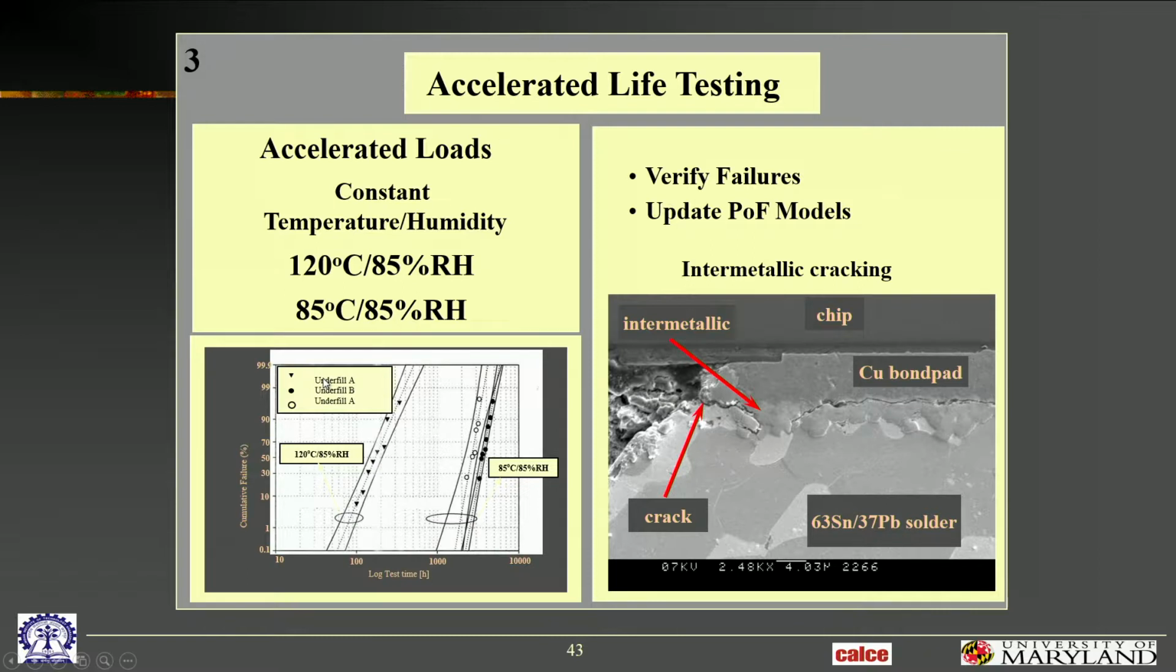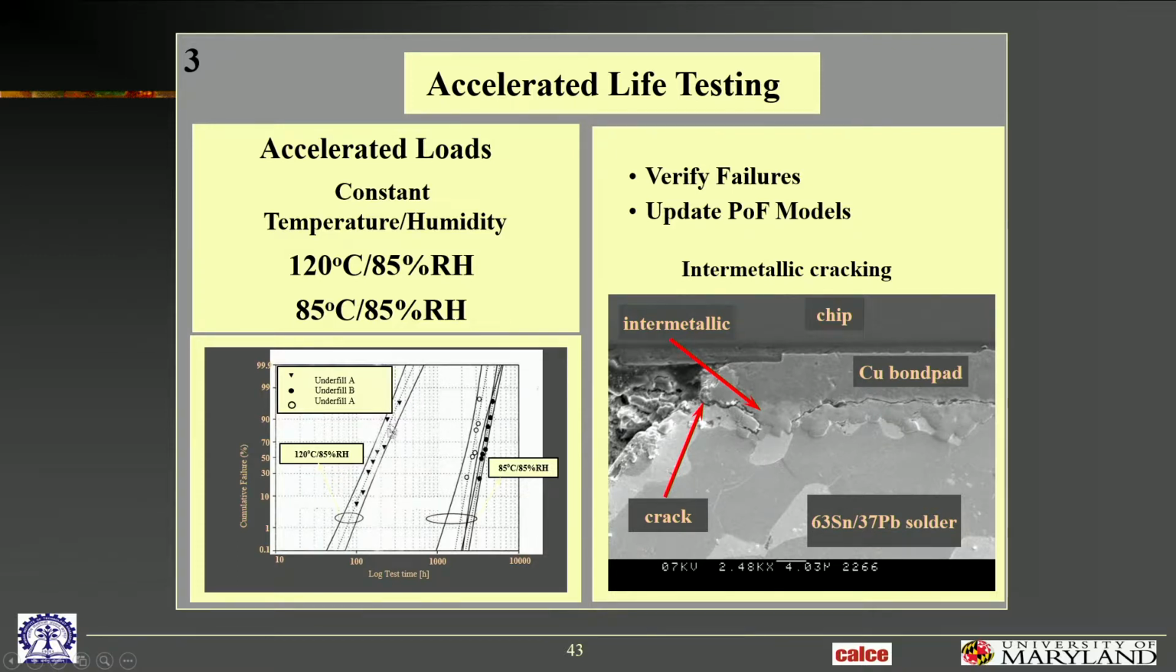Then for the accelerated test, we picked two different conditions, 85-85 and 120-85. Question is, what's the acceleration factor for these? I'll show you how we calculated those. Both sets of tests were run all the way to failure, so you can see the failure distributions. Here's the failure at 120-85. They failed pretty fast. By the way, we did not run these tests. The sponsor ran these tests. We did all the modeling and the characterization that you just saw.